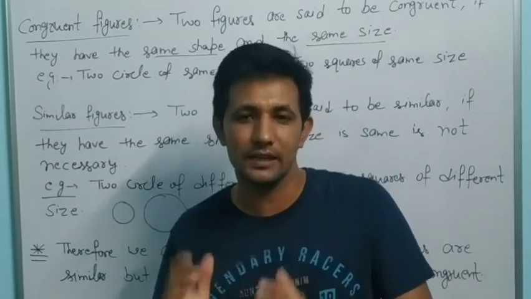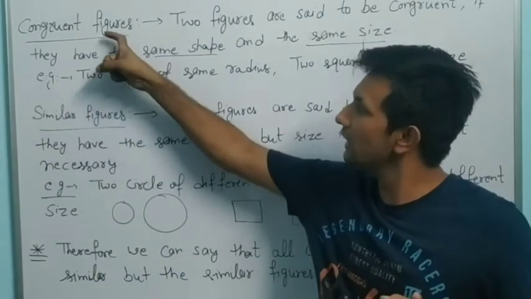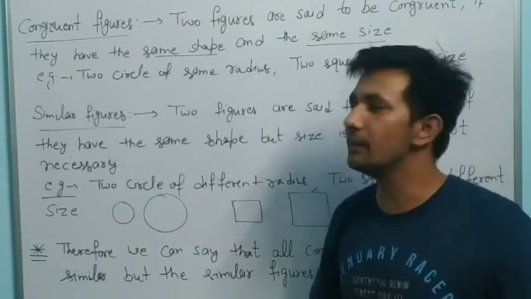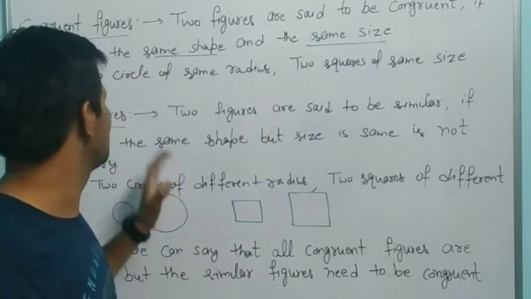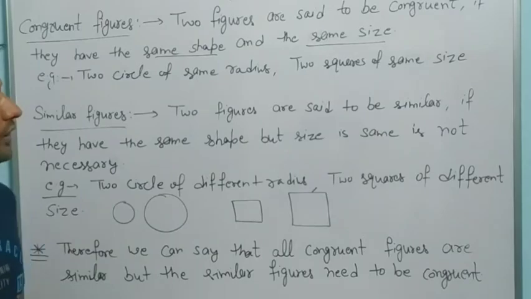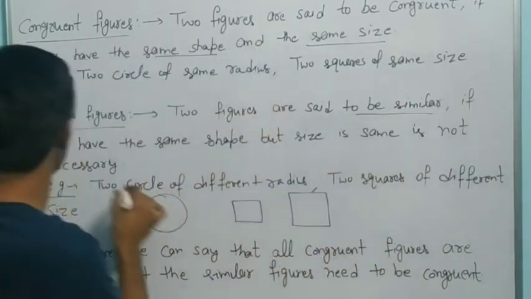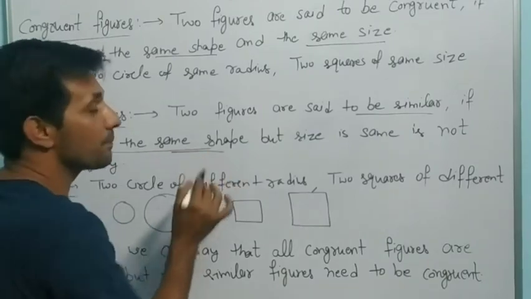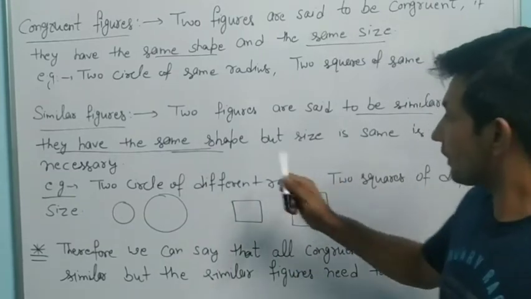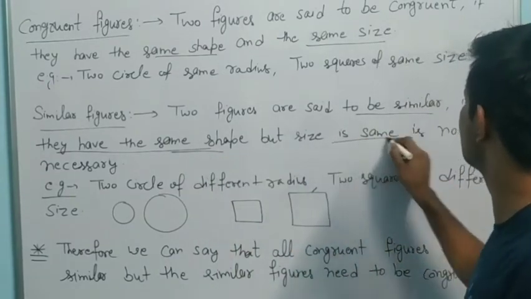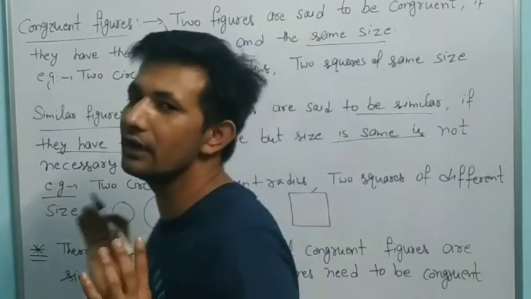But here in the 10th class, now we will discuss similar figures. What is the little bit of difference between congruent and similar? In what condition will we say that two figures are similar? Look, two figures are said to be similar if they have the same shape. The shape should be the same, but it is not necessary that the size is the same, dear.